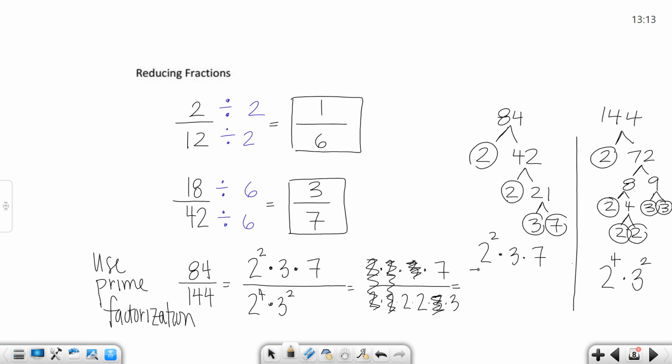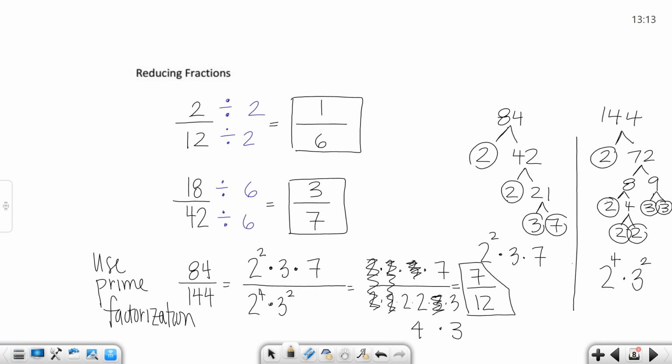So what that leaves me with over here is a 7. And what that leaves me with on the bottom is a 4 times 3. So 4 times 3 is 12. So this particular one, by prime factorization, would reduce to 7/12. And that's one of the ways that you could do it.